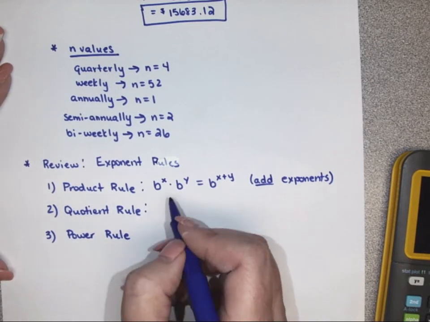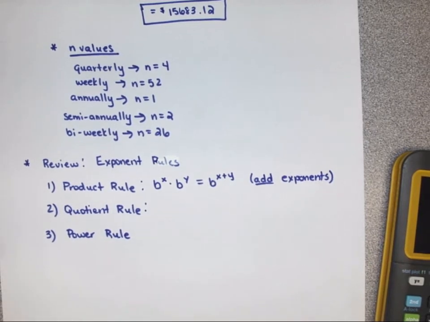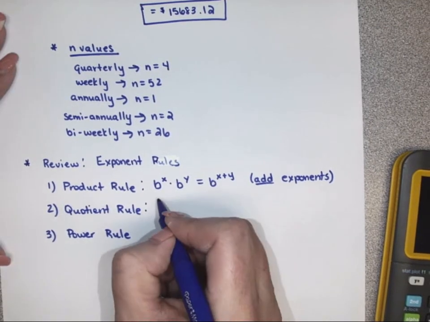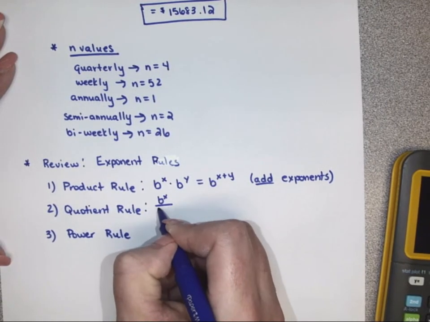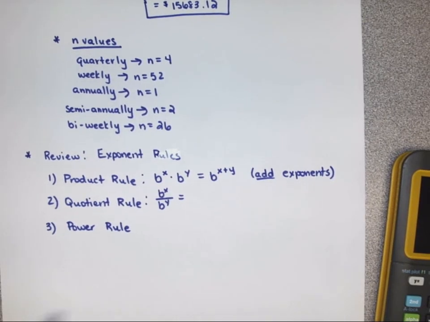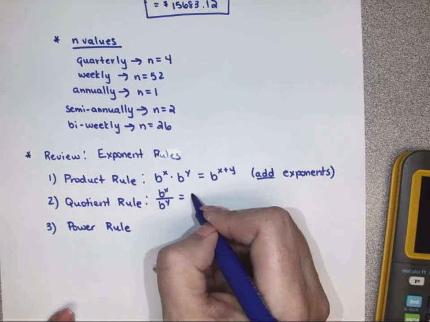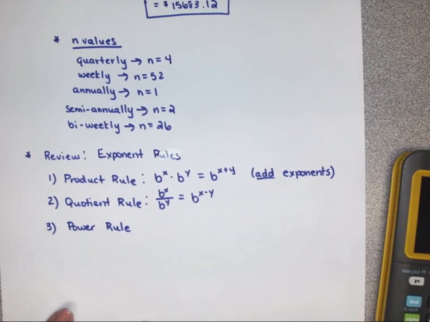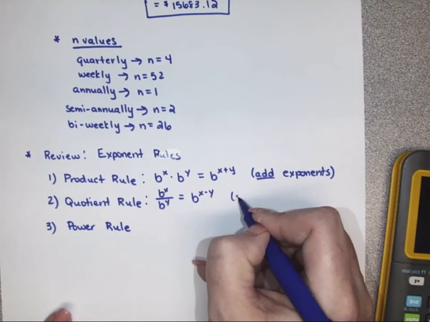What about quotient rule? What operation or what kind of math is quotients? Division. So this would be like if you were doing b to the x divided by b to the y. So do you remember how you combine those? You do subtract. So it'd be b to the x minus y power, so you subtract the exponents.